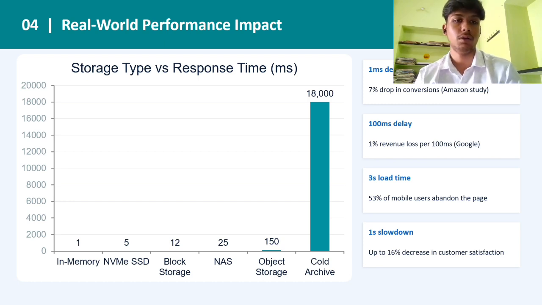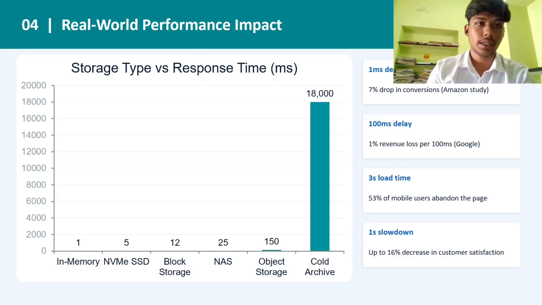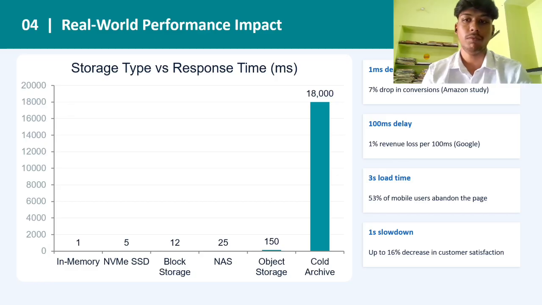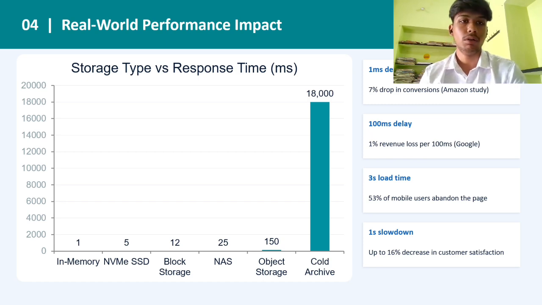And here is another one. Research shows that if a page takes more than 3 seconds to load, 53% of mobile users abandon it. See, more than half of the users will abandon it. They will just leave. They don't want to wait. They don't want to waste their time. And finally, a 1 second slowdown reduces customer satisfaction scores by up to 16%. So even for 1 second and 3 seconds, the users will just leave, like 50% of the users.